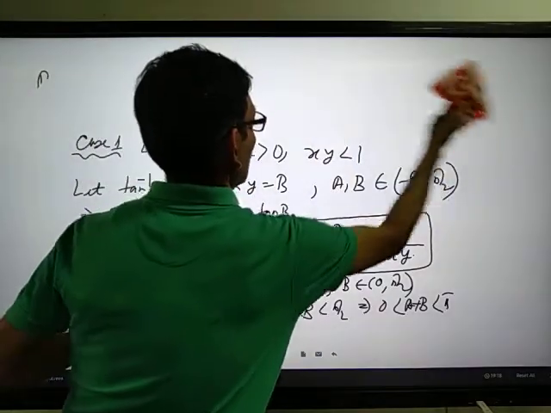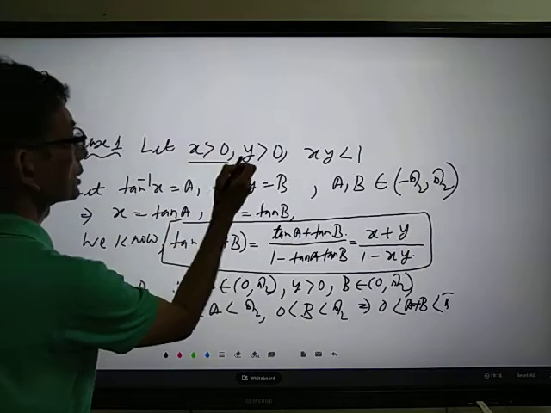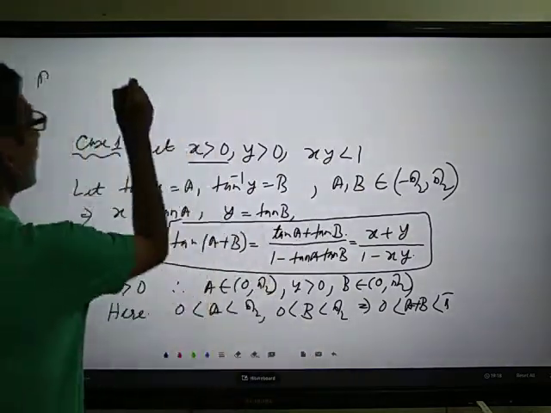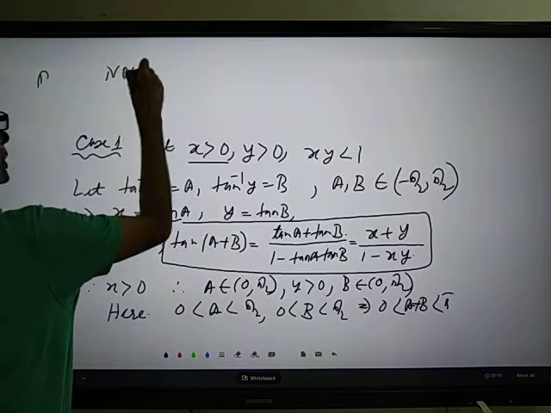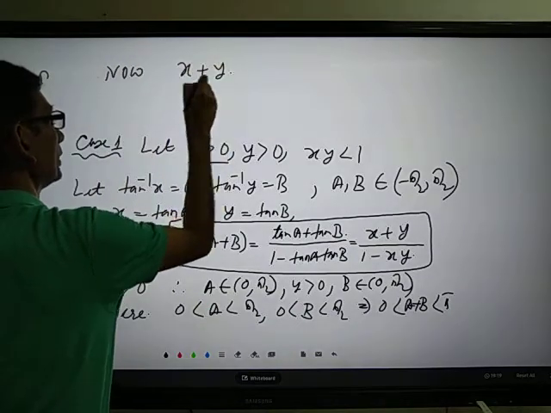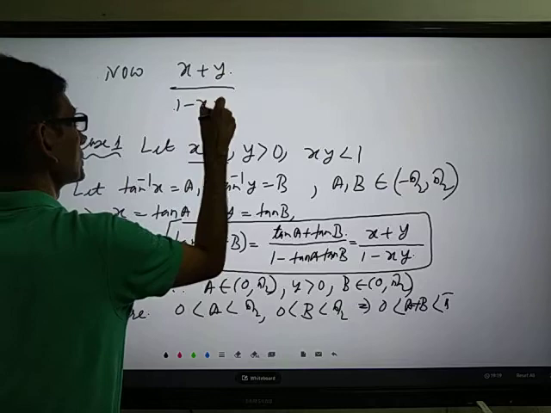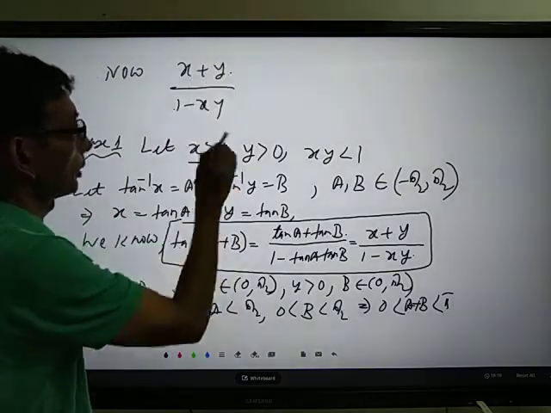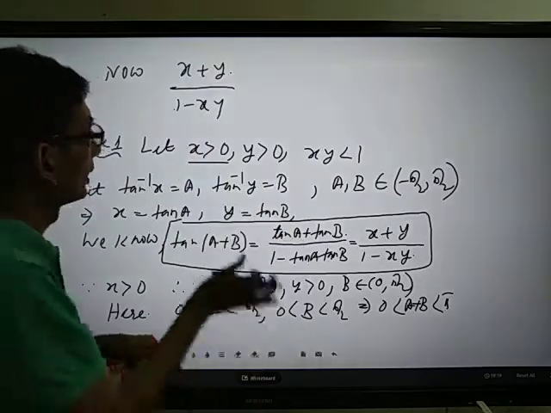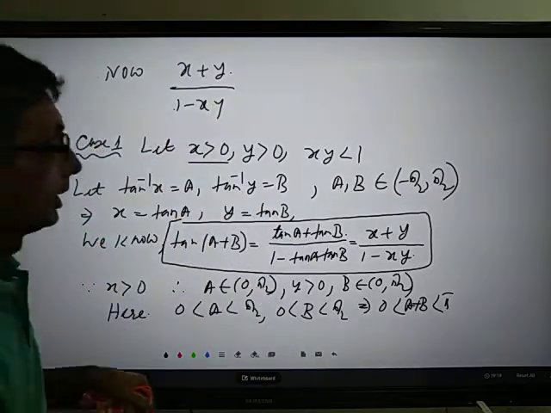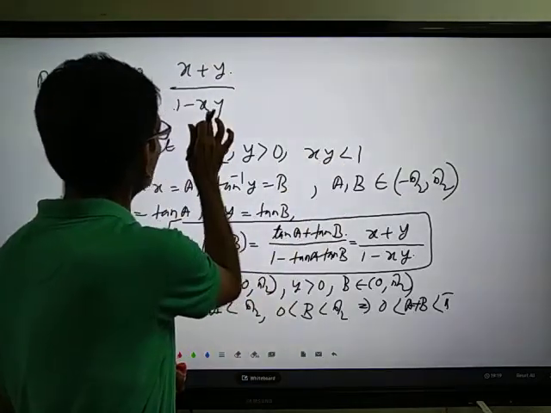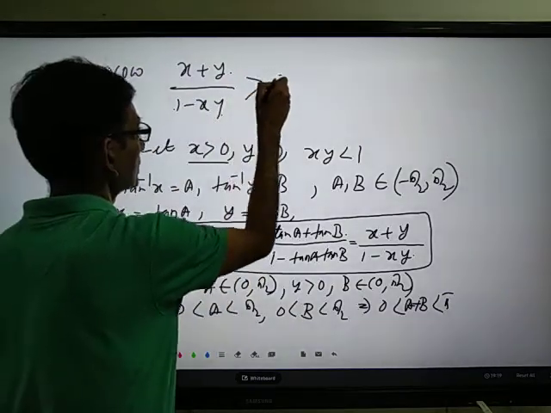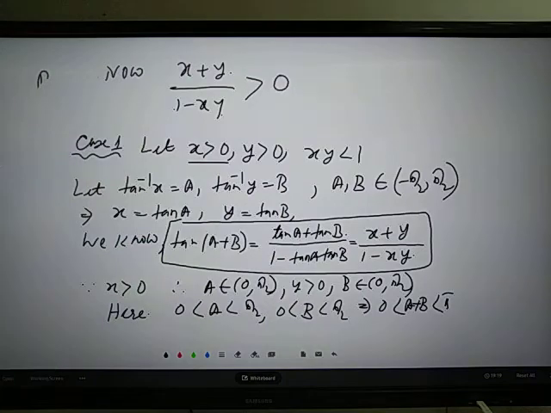Now since x is greater than 0, y is greater than 0, and xy is less than 1, what is the sign of x plus y divided by 1 minus xy? This is very important, the sign. Here x is positive, y is positive, so x plus y is positive. Now what is the denominator? 1 minus xy. Since xy is less than 1, this is also positive. So definitely x plus y divided by 1 minus xy is positive.